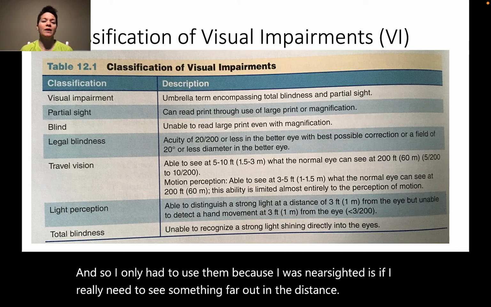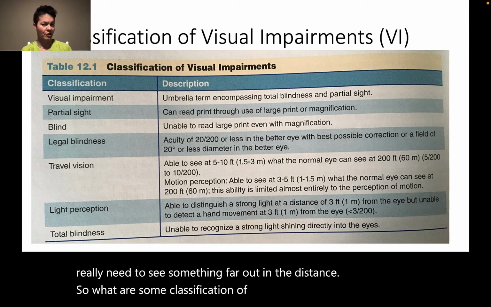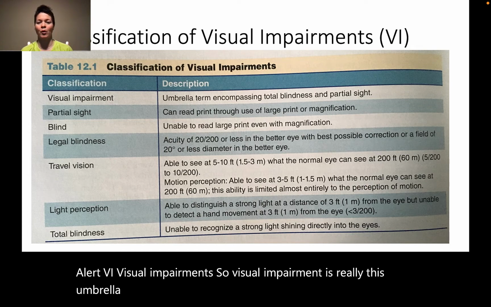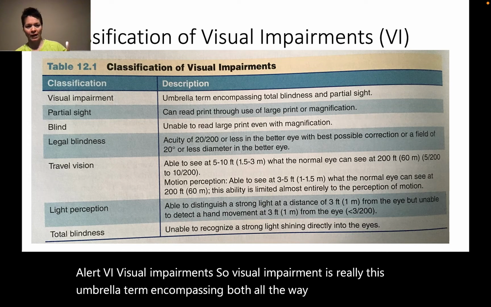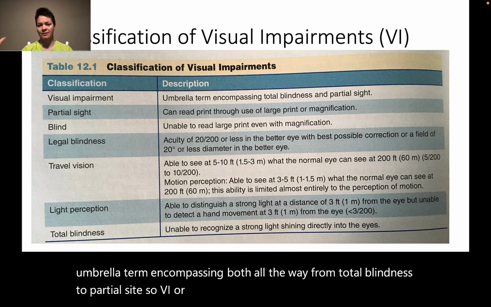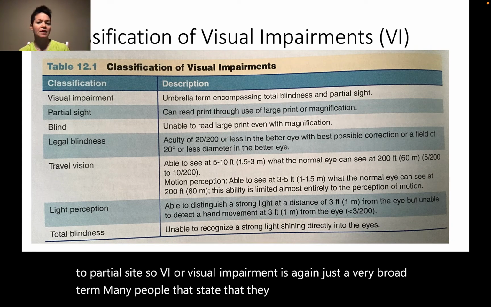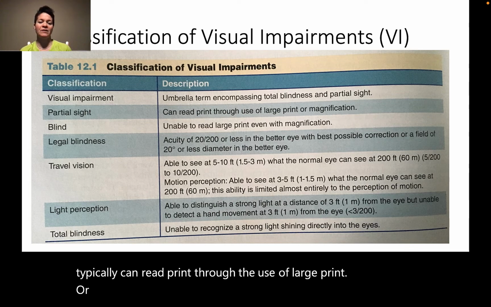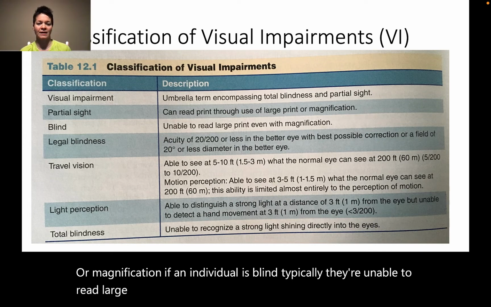Okay, so what are some classifications of visual impairment, or acronym alert, VI, visual impairments? So visual impairment is really this umbrella term encompassing all the way from total blindness to partial sight. So VI, or visual impairment, is again just a very broad term. Many people that state that they have partial sight, they typically can read print through the use of large print or magnification. If an individual is blind, typically they're unable to read large print, even with magnification.